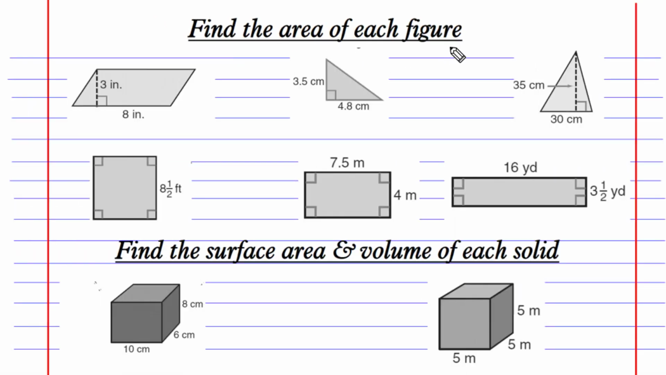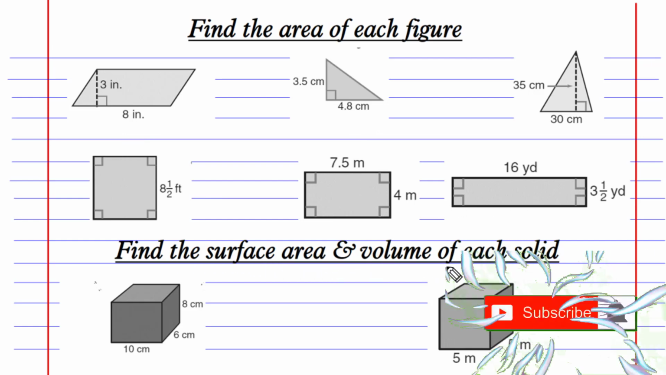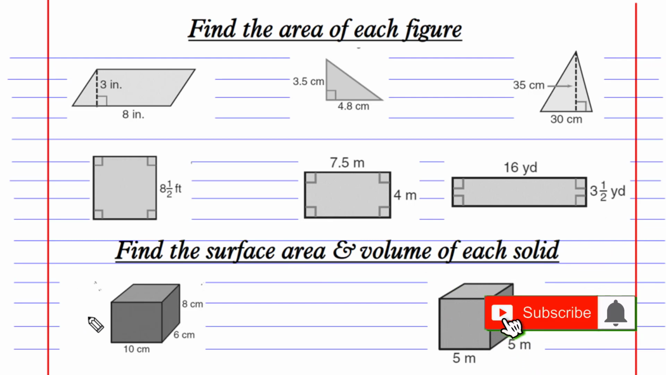Now you can do the exercise. Find the area of each figure. The first we have here is a parallelogram, next a triangle, next a triangle, a square, a rectangle, a rectangle. Second, find the surface area and the volume of each solid. The first solid is a cube. The second solid is a cube with each length 5 meters.